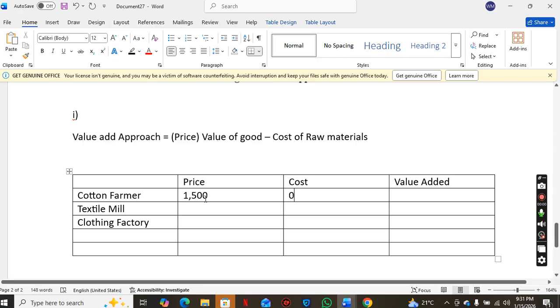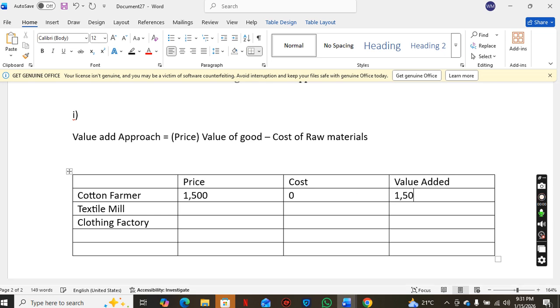Value added 1,500 minus 0, 1,500. Any questions?